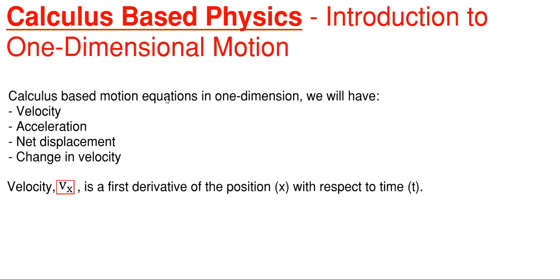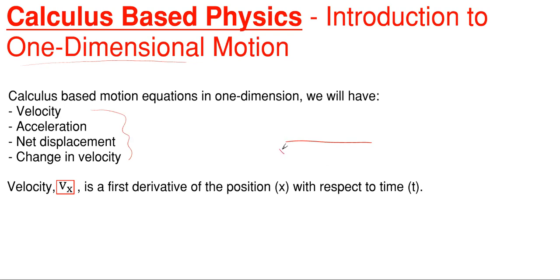So, calculus-based motion equations for one-dimensional motion: we have velocity, we have acceleration, we have net displacement, and we have change in velocity. So we have four things that you can possibly find with these one-dimensional motion equations. Let's start with velocity. Velocity is denoted as v sub x, and it is the first derivative of the position x with respect to time. Now, x will always be a linear position. It will always be a straight line because we are dealing with one dimension here.